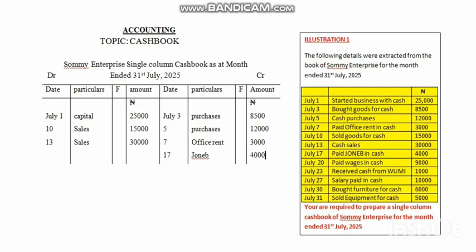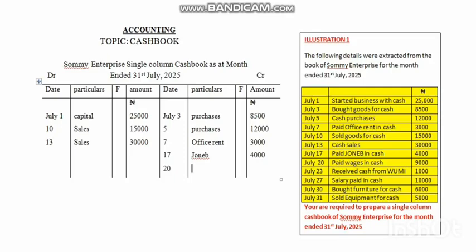Then the next transaction is July 20th. Paid wages in cash. Wages of how much? Wages of 9,000 naira. So it's cash outflow. You write July 20th.